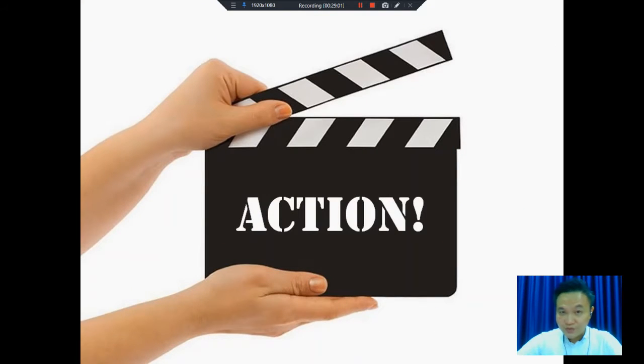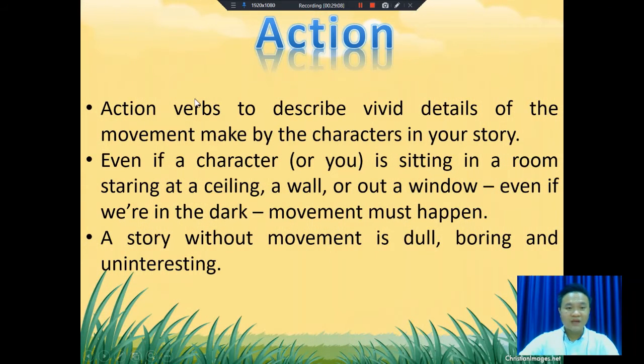Now, in this section, we are going to talk about action. Basically, it means the movement of the main character. Action verbs you can use to describe vivid details of the movement made by the characters in your story. Even if a character, or you, is sitting in a room staring at the ceiling, a wall, or out of a window, even if you are in the dark, movement must happen. A story without movement is dull, boring, and uninteresting. Let's look at the next slide.